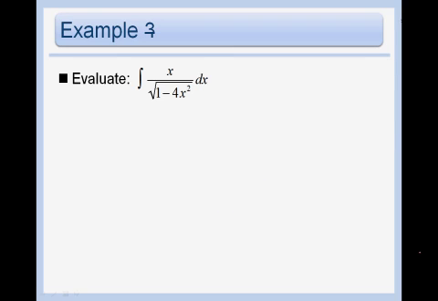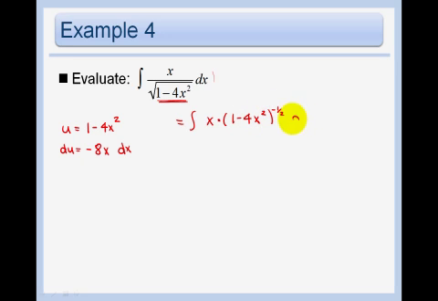All right, in this one, what do you think you want u to be? Probably what's under the root. Let's try it out. So du is going to be -8x dx. So let's rewrite this guy. So I'm going to rewrite this as x times 1 minus 4x squared to the -1/2 dx.